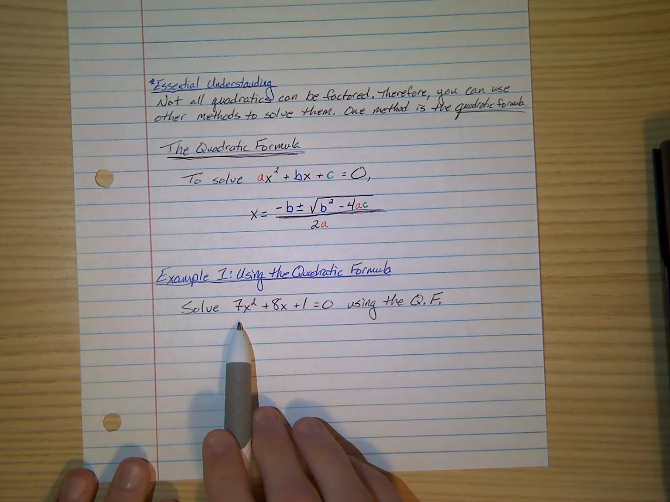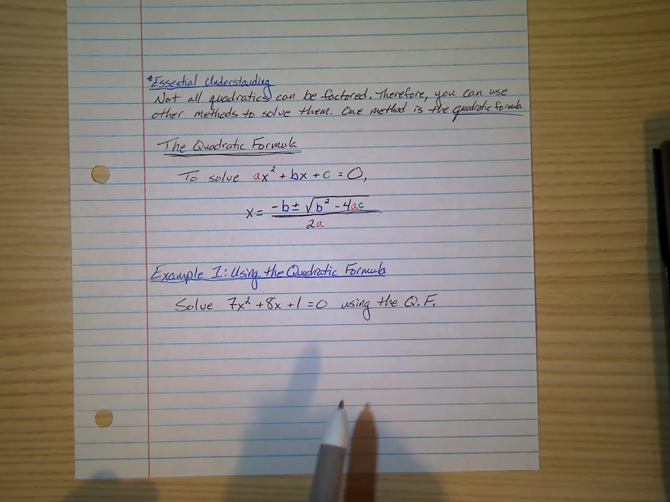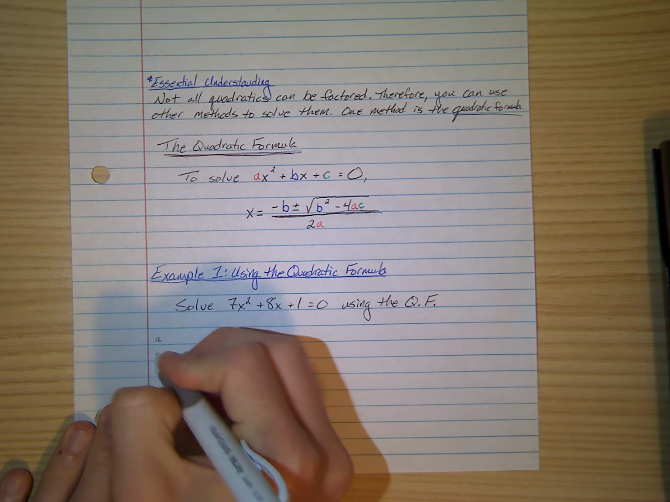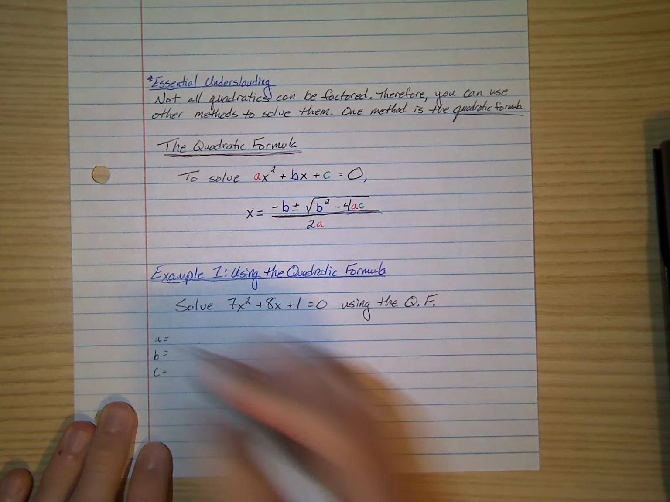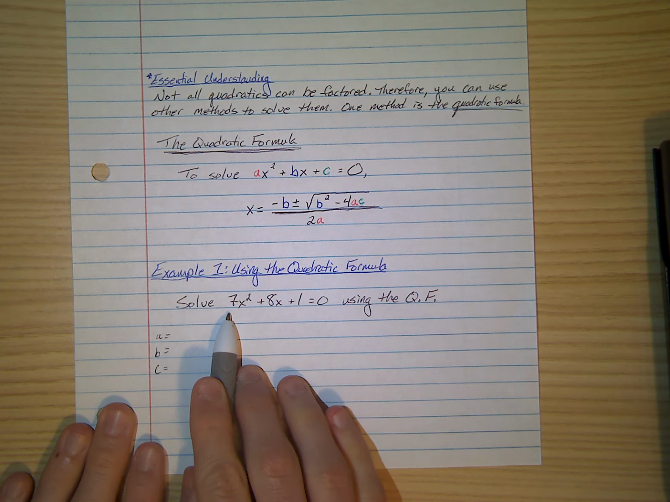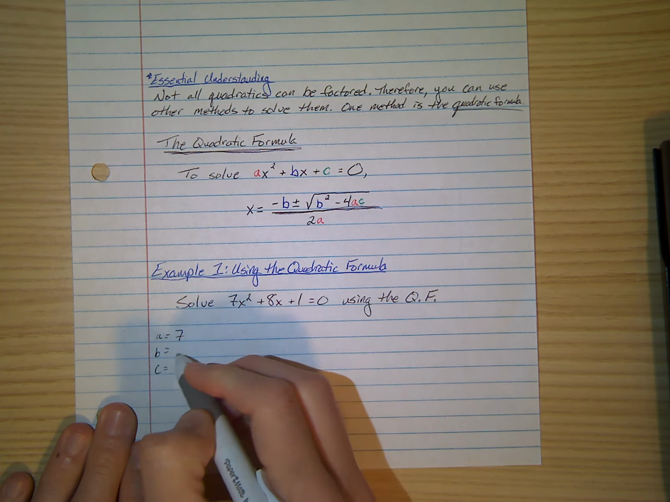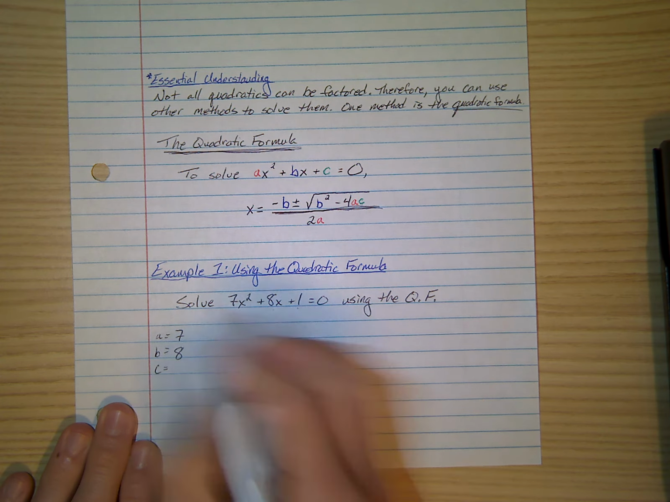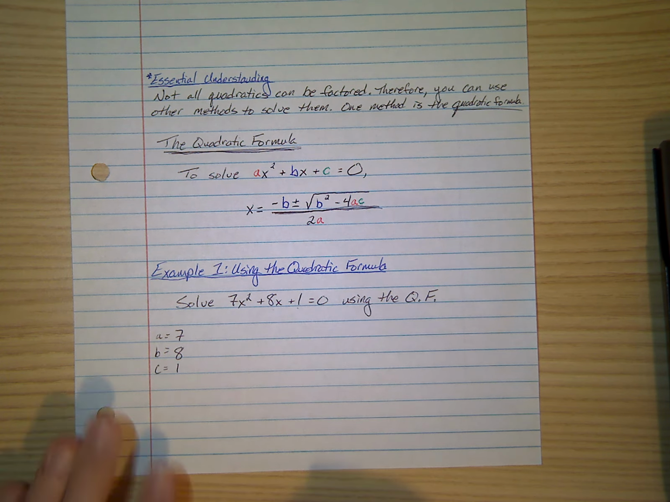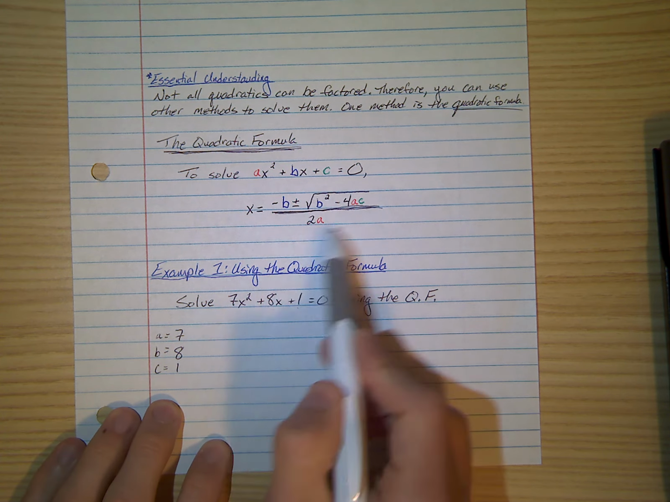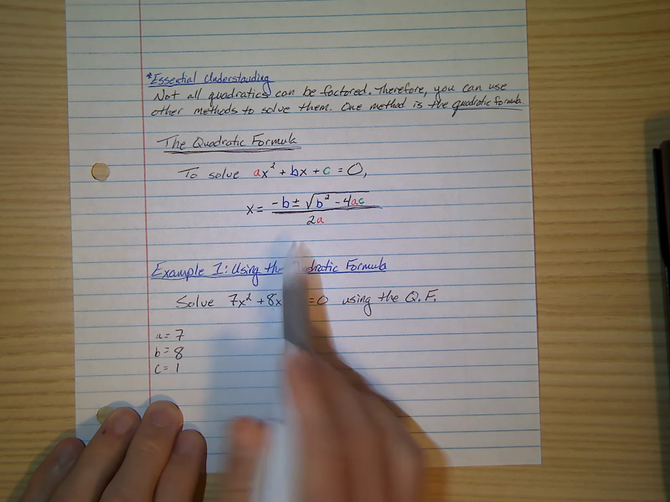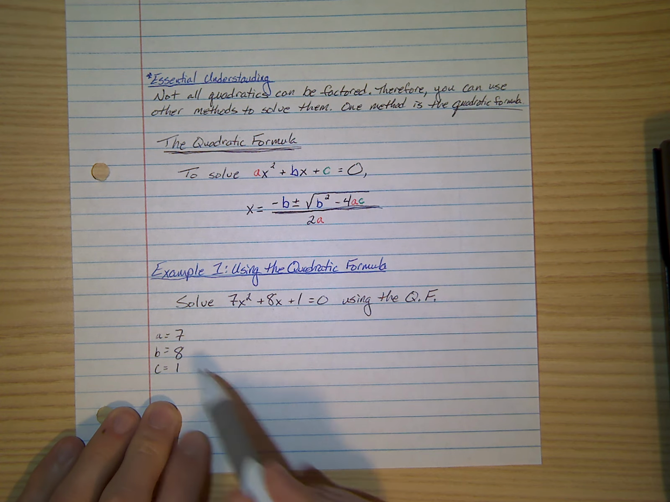You have the quadratic 7x squared plus 8x plus 1 is equal to 0. Okay? Very first thing that we need to do is recognize what a, b, and c are. All right, so again, a is in front of the x squared term, so a is going to be 7. b is in front of x, so that is 8. And the c is the constant, which is 1. Okay, now that we have that recognized, then we just rewrite our formula, replacing each of those variables with each of these numbers.